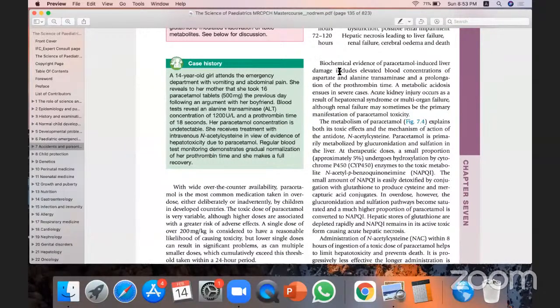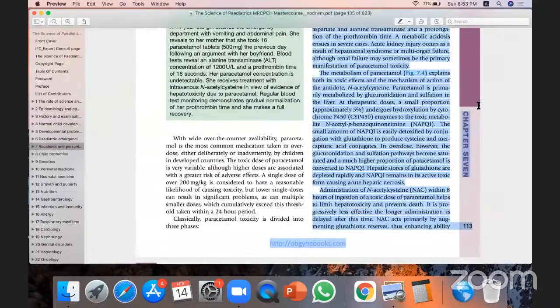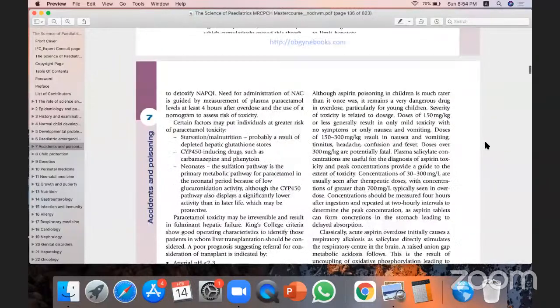Biochemical evidence of paracetamol poisoning and liver injury. These are very important. Here they described what I already described. The NAPQI, N-acetyl-p-benzoquinone imine, is very toxic, and we neutralize it by giving N-acetylcysteine. N-acetylcysteine within 8 hours of ingestion helps to limit hepatotoxicity. Give it a star mark here. It is important. Within 8 hours is best. It replenishes the glutathione reserve, thus enhancing elimination.